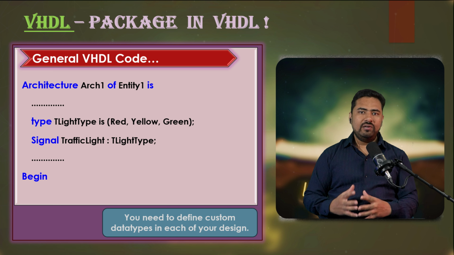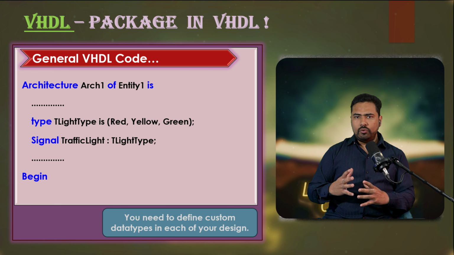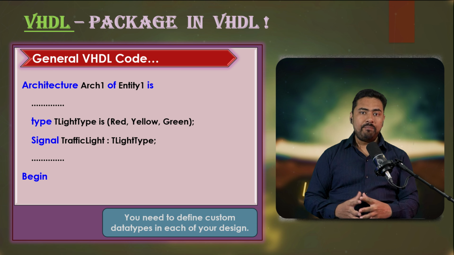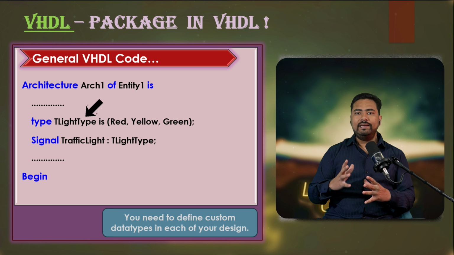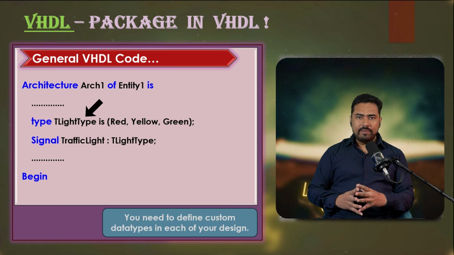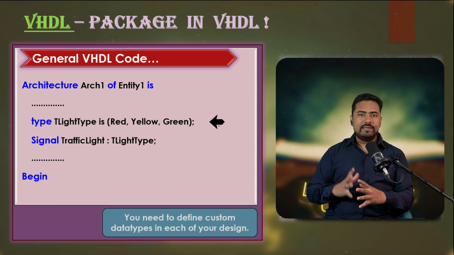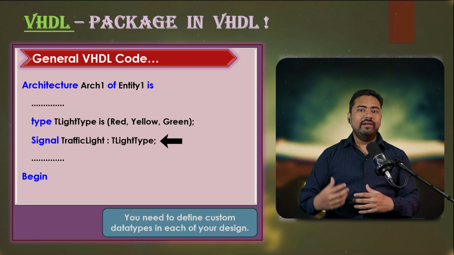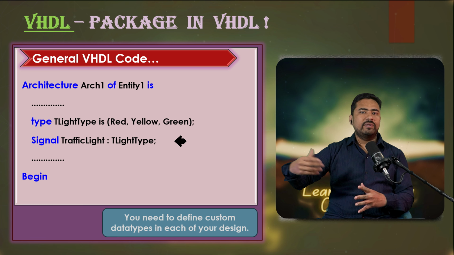Let's take an example of a traffic light. We discussed this in our past sessions, so it will help you in better understanding. But a quick recap. We created a custom data type called T_light_type with the possible states red, yellow, and green. So here is the declaration of this data type. Additionally, I declared a new signal called traffic_light using this custom data type.